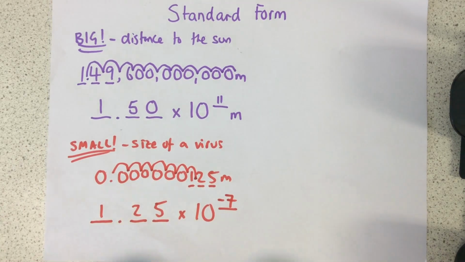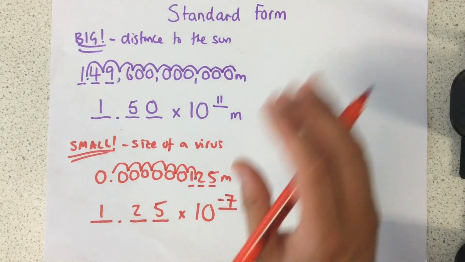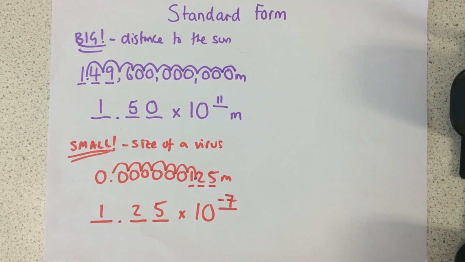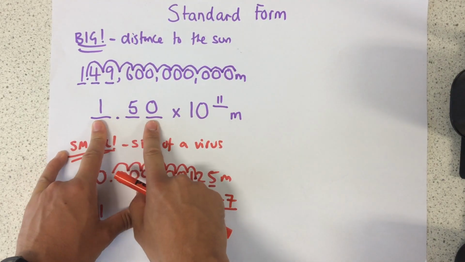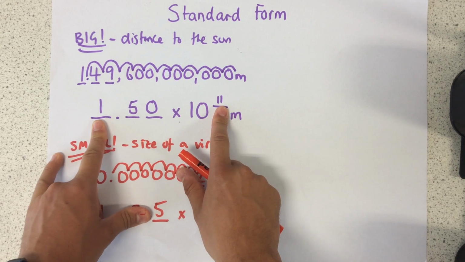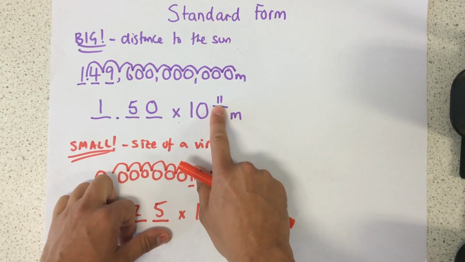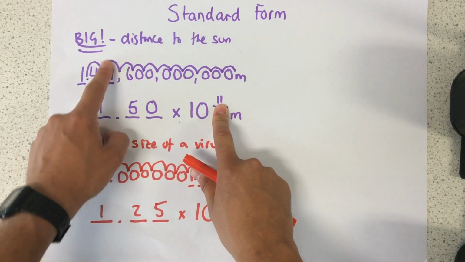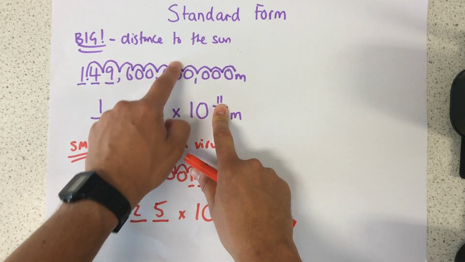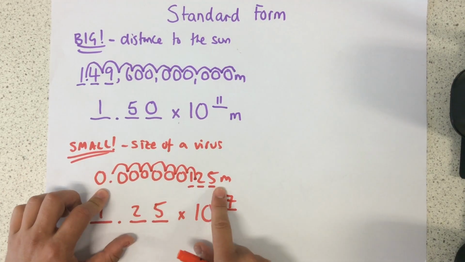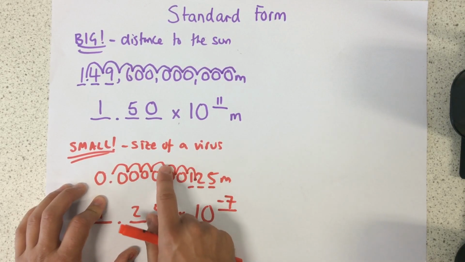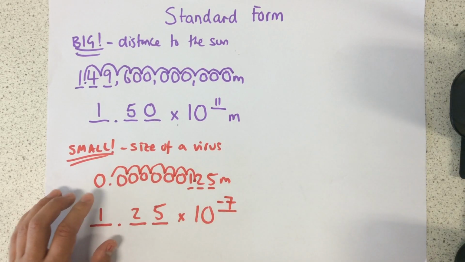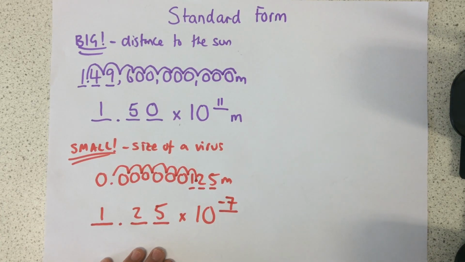So just to recap, standard form is just a way of showing either very big or very small numbers in a shorthand way. We always have the same format of something point something something times 10 to the something. If it's a very big number, this power is going to be positive, and it's going to be just the number of times the decimal place moves. If it's a very small number, this number is going to be negative, and it's going to be the number of times the decimal place moves. That's how to do standard form. Thank you.